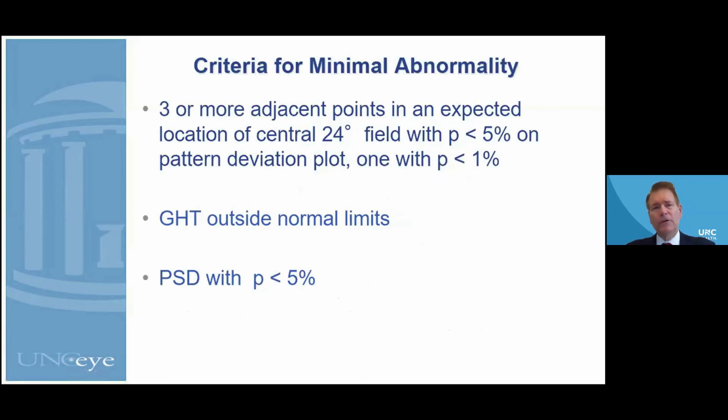I use the Hodapp-Anderson criteria for minimal abnormality in glaucoma. And the most sensitive of these, and the one that I use the most, is the first one, called point-wise criteria. I look for 3 or more adjacent points in an expected location of the central 24-degree field that have a p-value less than 5% on the pattern deviation plot, one of these having a p-value less than 1%. The glaucoma hemifield test and pattern standard deviation abnormality are less sensitive, but can add supportive information to this.